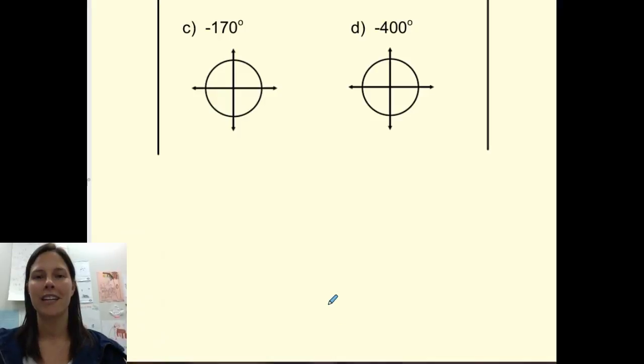Next, we're looking at negative angles. We will still start with our initial side, but this time we are going to rotate clockwise. Negative 170 degrees is 10 degrees shy of 180, so those two rays will be fairly close to each other. And finally, a negative 400-degree angle. So we're going to rotate the full 360 degrees plus 40 degrees more to get our negative 400-degree angle.